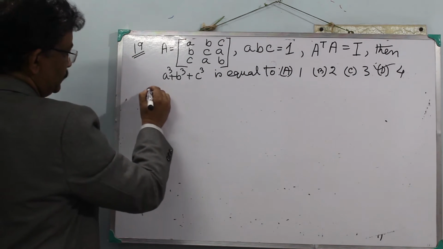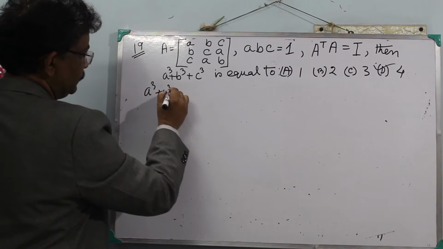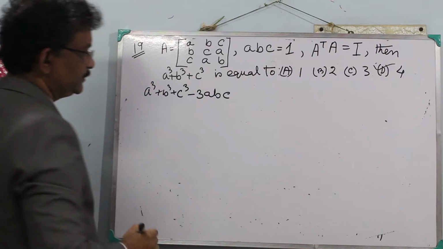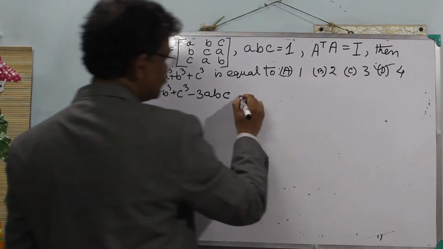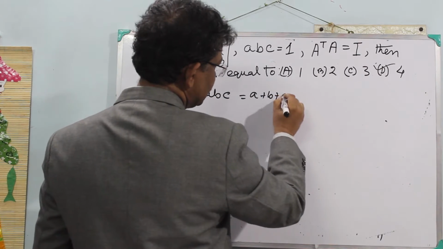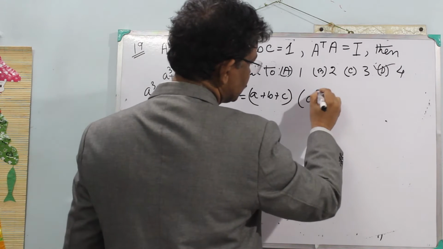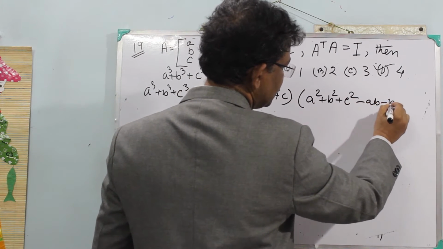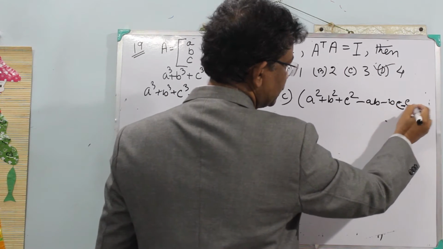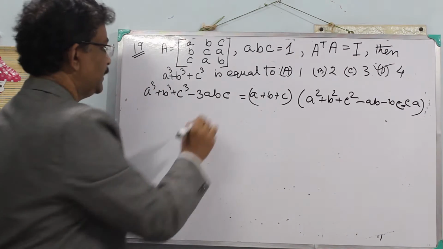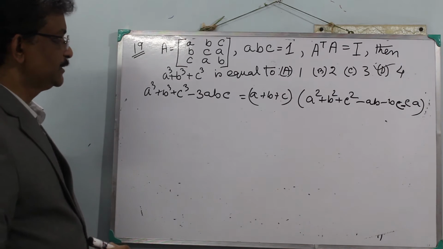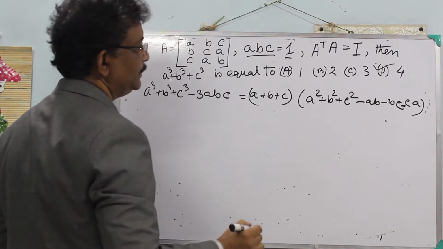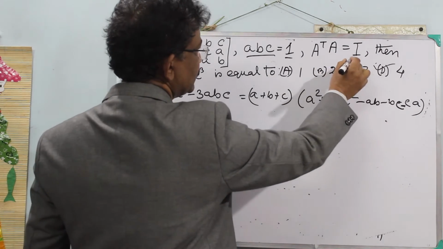You must know the identity: a cube plus b cube plus c cube minus 3abc is equal to (a plus b plus c) into (a square plus b square plus c square minus ab minus bc minus ca). This is the formula for a cube plus b cube plus c cube minus 3abc. So given abc is equal to 1 and A transpose A equals I.